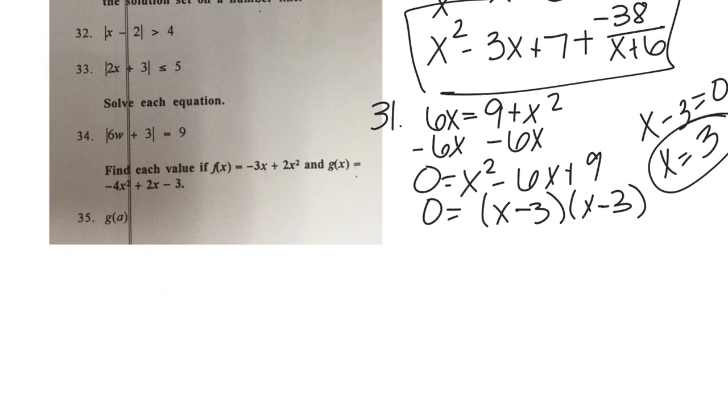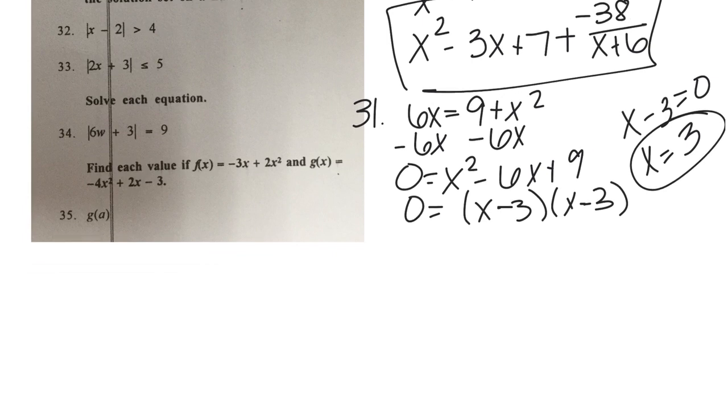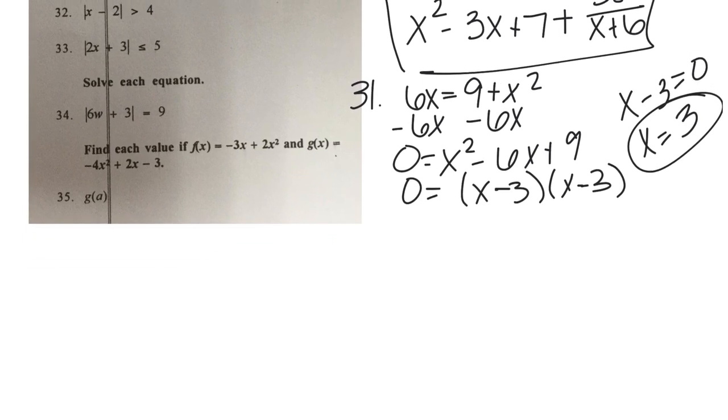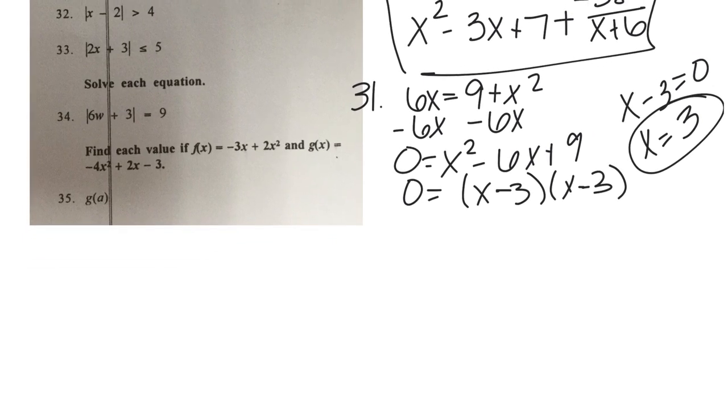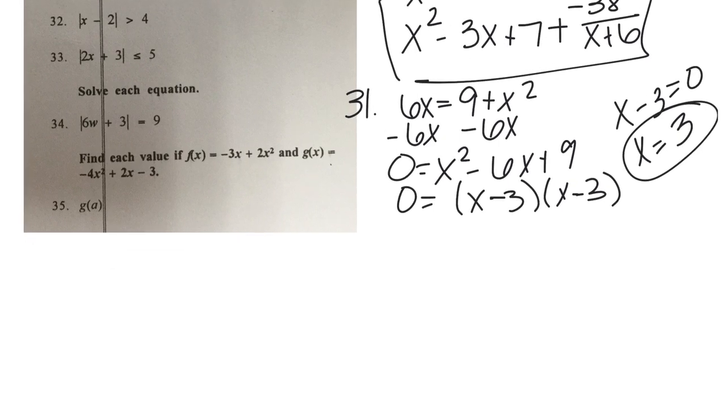So let's move this up. Solve each inequality, describe using set notation. Number 32: absolute value of x minus 2 greater than 4.